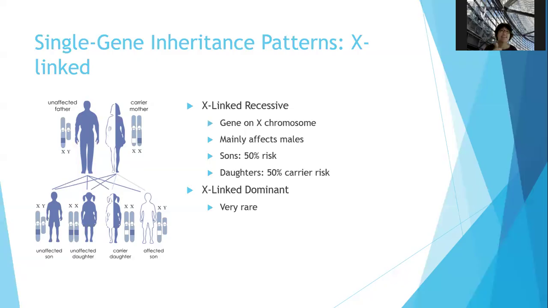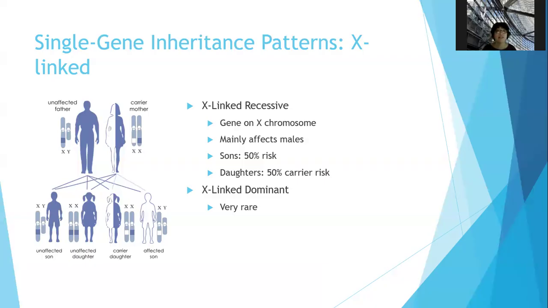So if you have a recessive disorder that's on the X chromosome, it mainly affects males because they won't have a good copy of the X chromosome. Females have a spare, but males don't. So when the carrier mother and the unaffected father have a child, sons are at 50% risk and daughters are at 50% risk of being a carrier.